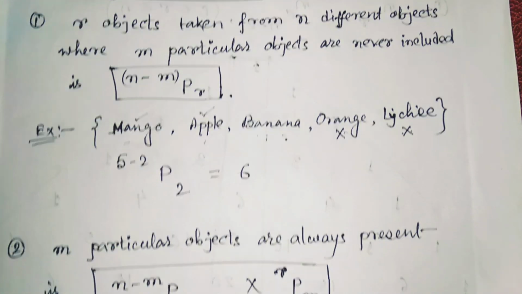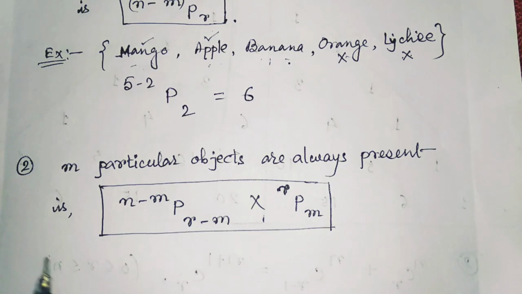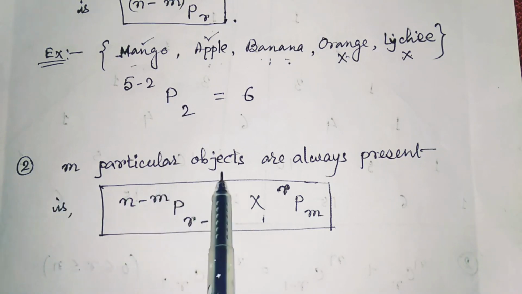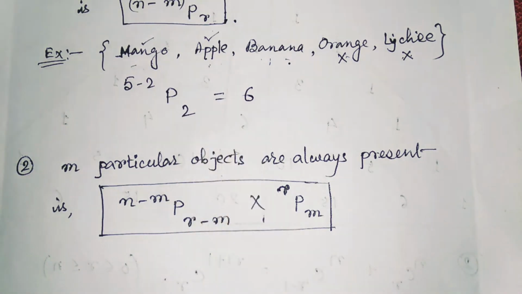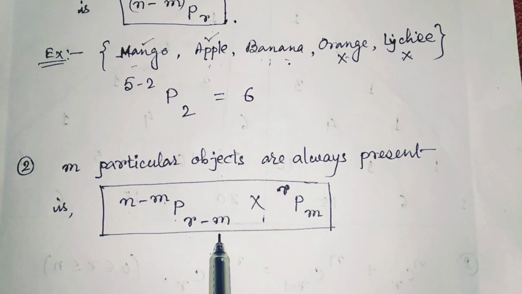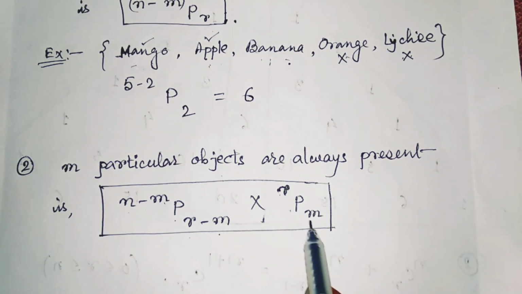The next situation is the same: n total objects are there, and r objects are to be chosen. Among these r objects, m particular objects are always present. In the previous one, some objects are always absent, and here some objects are always present. At that time, what is the formula? It is n minus m P r minus m into r P m.